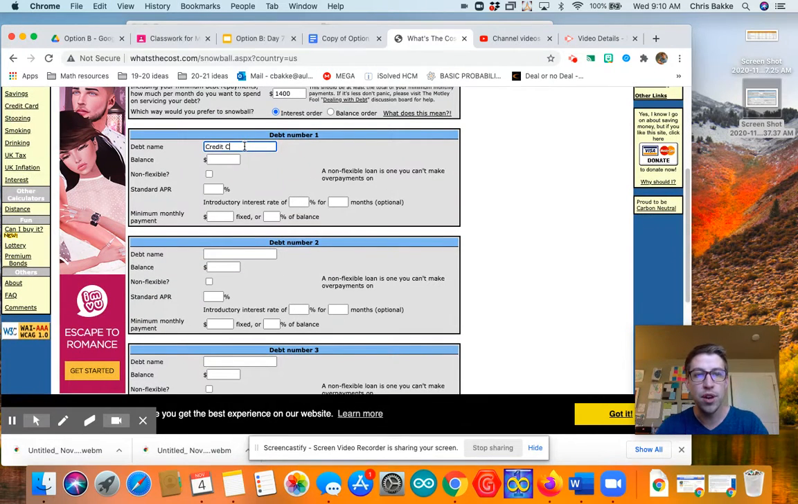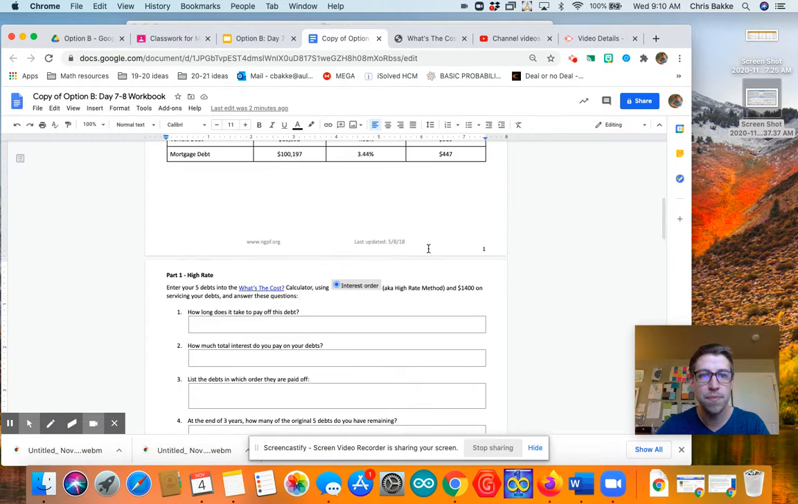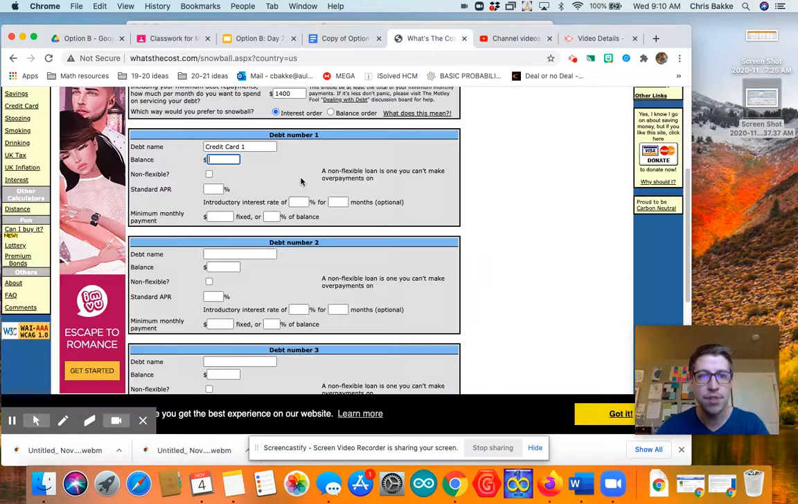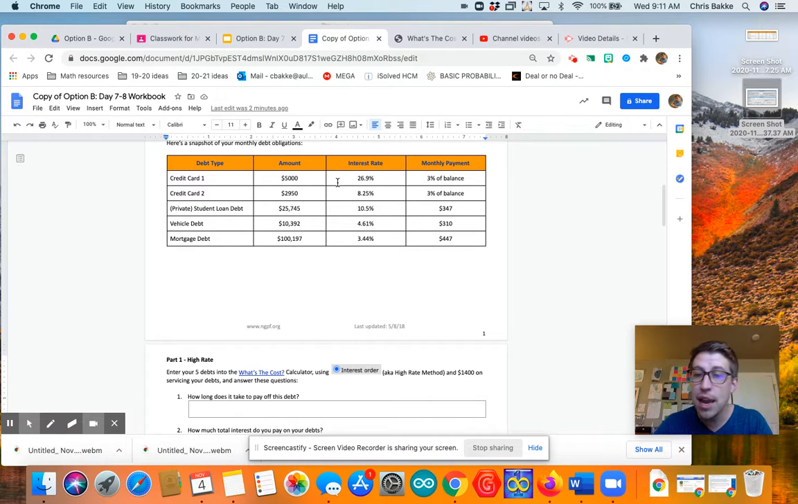This is going to be credit card 1. And now we'll go type in the balance at $5,000. We're going to leave the non-flexible unchecked. We're going to go to standard APR now. Remember, APR, guys, is your annual percentage rate. It's the same thing as your interest rate. APR is your interest. That's how many fees you'll be charged. In this case, it'll be 26.9%.